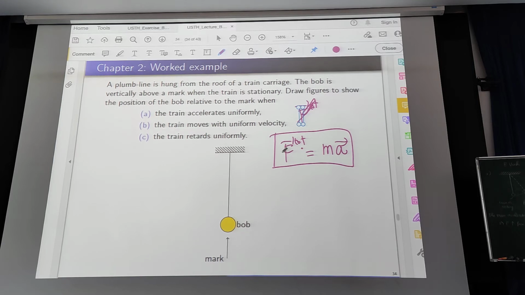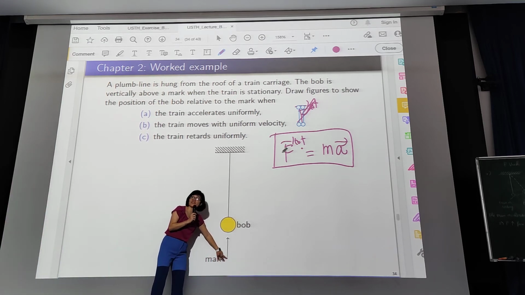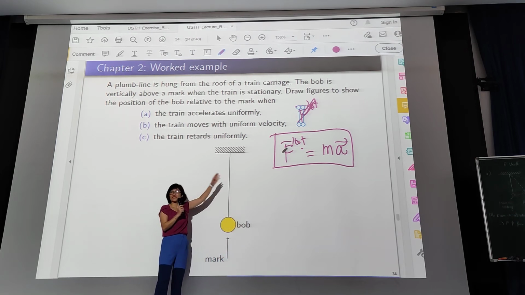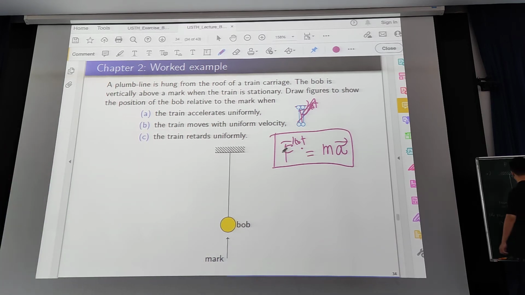The train accelerates uniformly. So firstly it is stationary, and all the train is stationary. But if you look at the mark on the ground, and the train is here, when the train is moving, accelerating, what is the position of the ball with respect to the mark? Does it go to the right of the mark or to the left of the mark? Because the mark is on the ground. Go to the right.